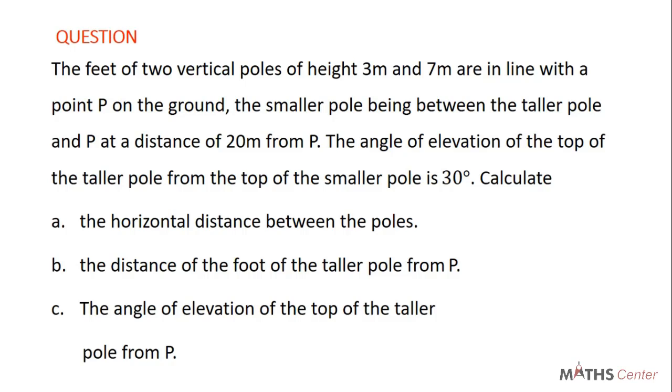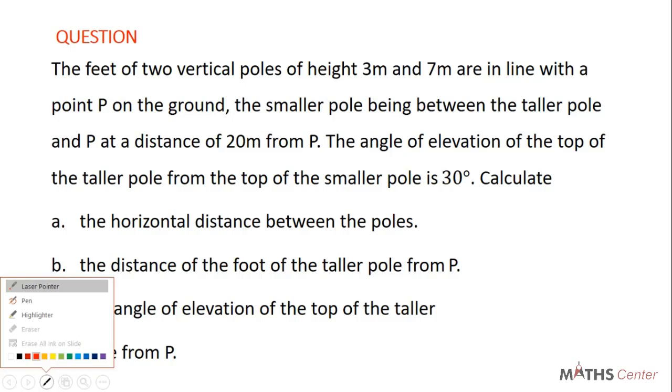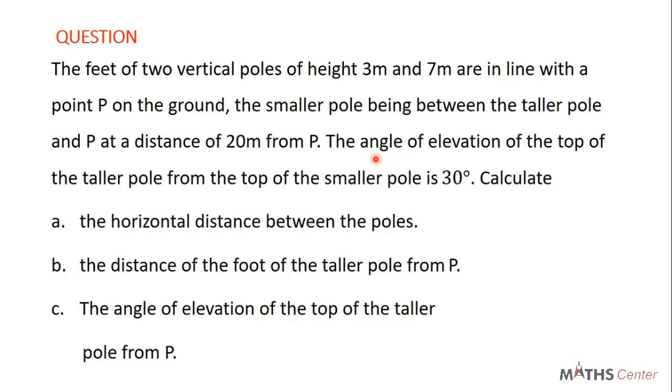Calculate A. The horizontal distance between the poles. B. The distance of the foot of the taller pole from P. C. The angle of elevation of the top of the taller pole from P. A diagram was not given to us, so we are going to draw our own diagram for this question.